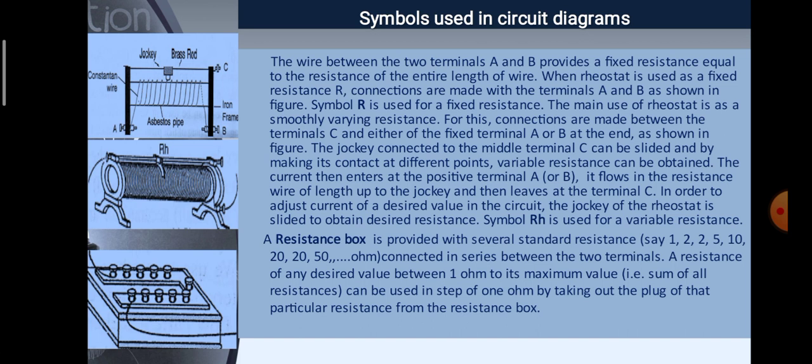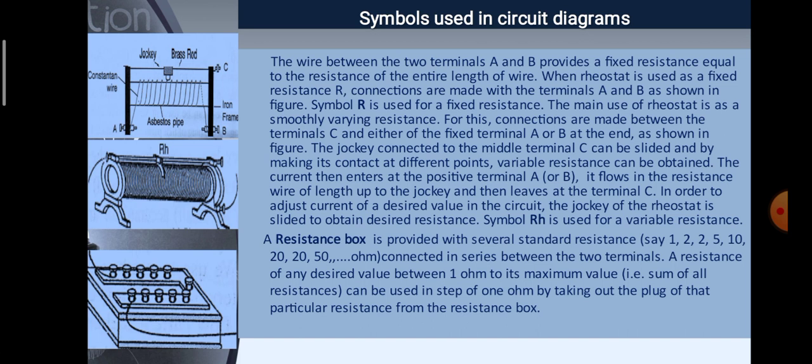The wire between the two terminals A and B provides a fixed resistance equal to the resistance of the entire length of the wire. When rheostat is used as a fixed resistance R, connections are made with terminals A and B as shown in figure. Symbol R is used for a fixed resistance. The main use of a rheostat is as a smoothly varying resistance. For this, connections are made between the terminal C and either of the fixed terminals A or B at the end, as shown in figure.